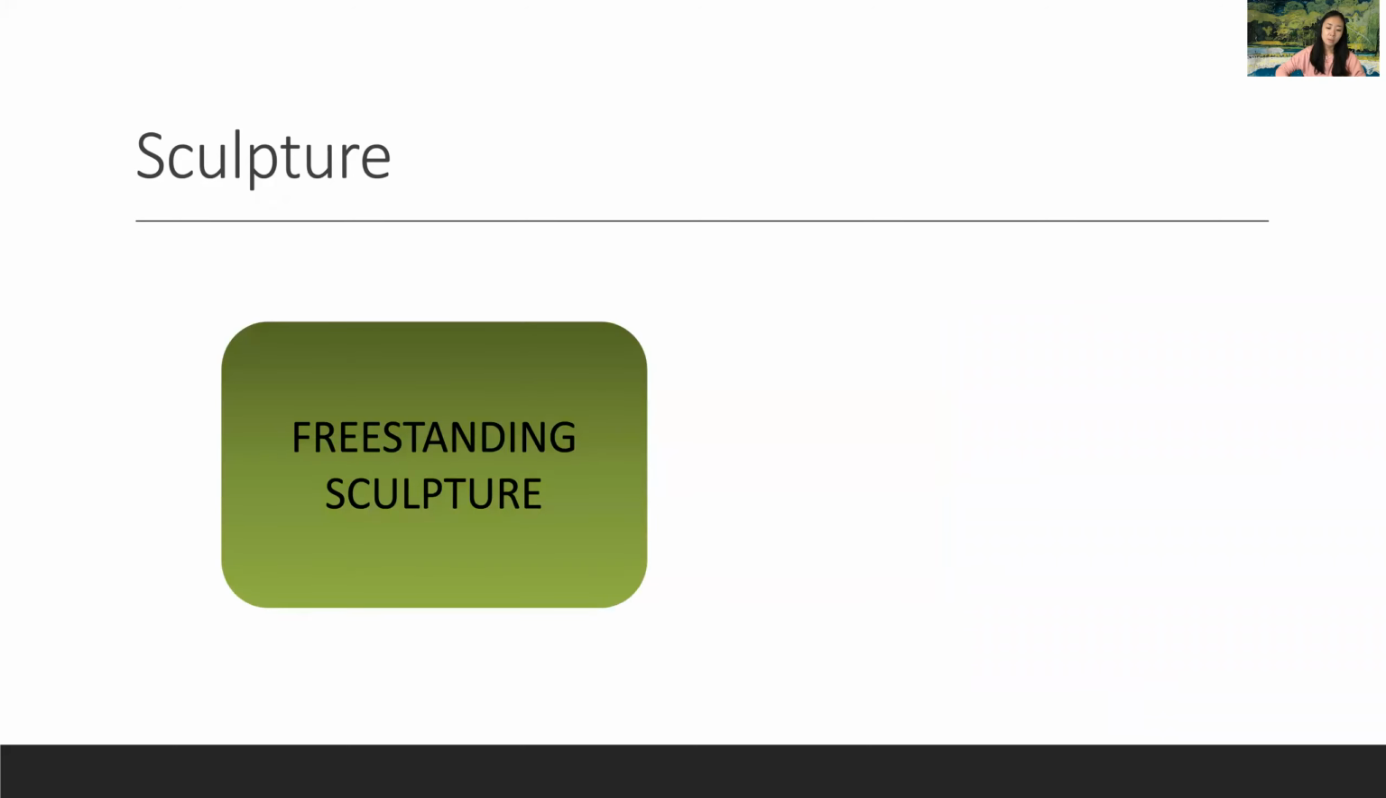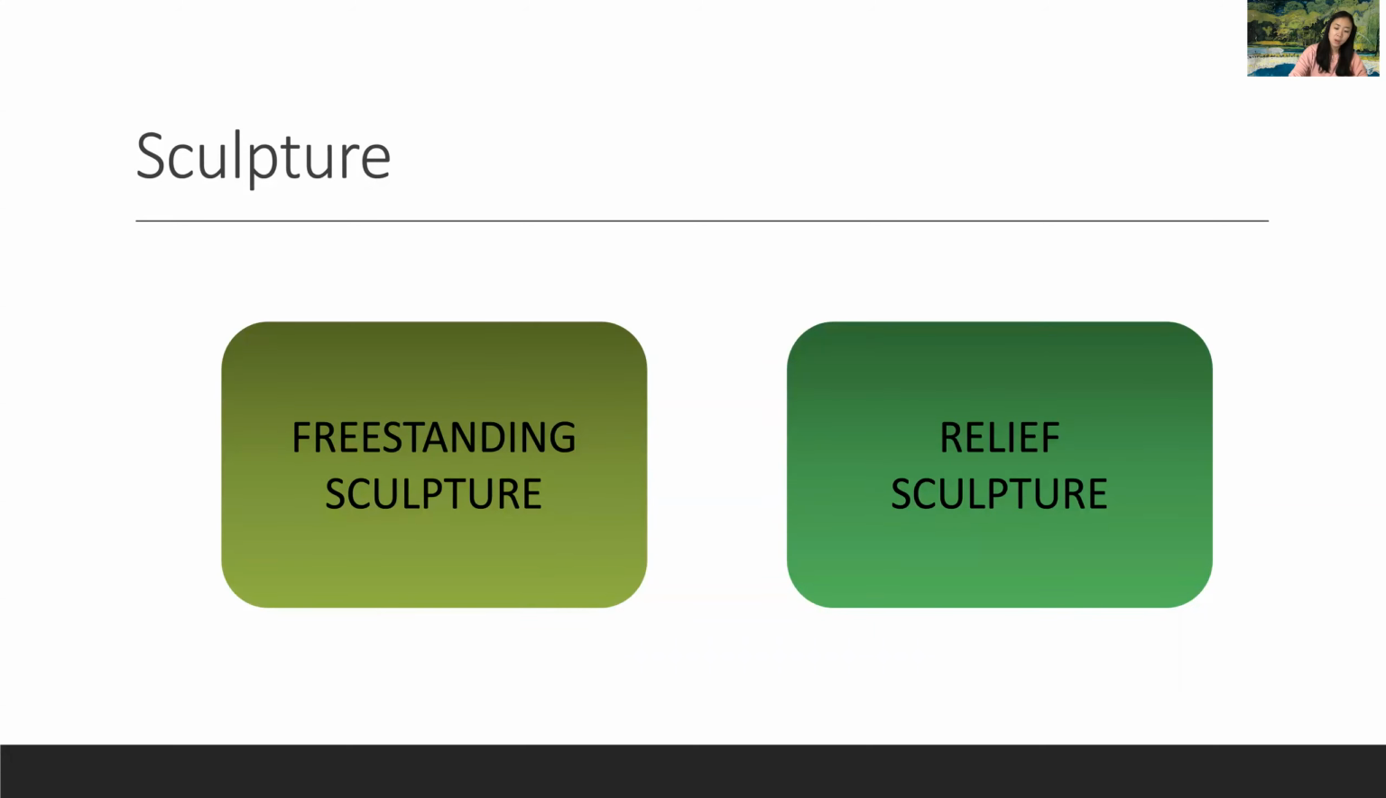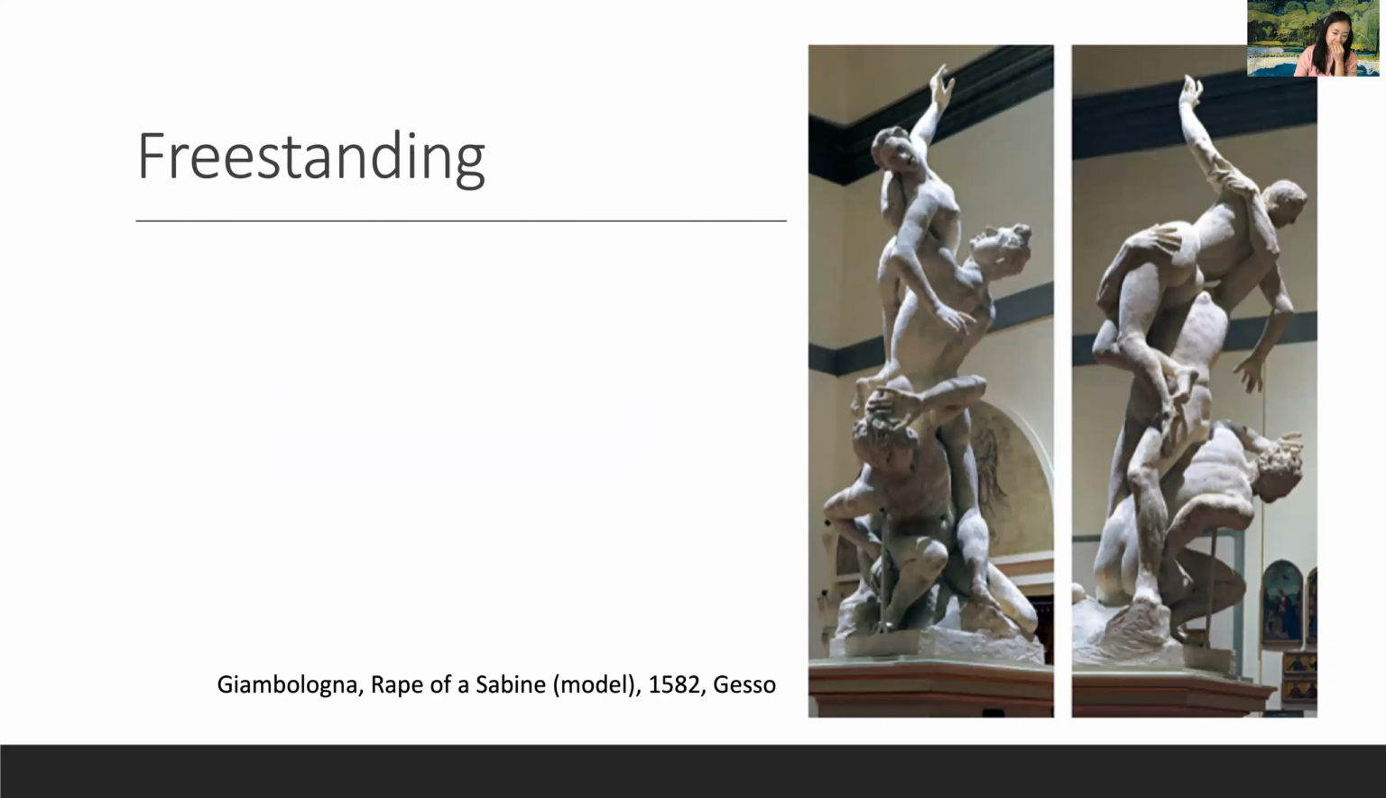So there are two basic types for displaying sculptures. The first type is freestanding sculpture, which is a three-dimensional approach. And the other style is relief sculpture, which is specifically designed for viewing from one side. So let's see the freestanding style first, for example. Most freestanding sculptures are designed for showing every viewpoint, just like this sculpture.